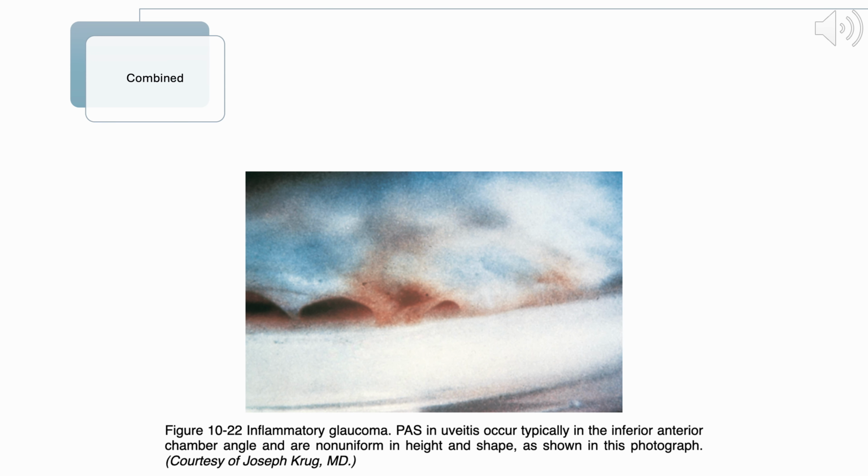This photograph demonstrates PAS in the setting of uveitis. Notice that the synechia here are located inferiorly in the anterior chamber angle, which is a common distribution in inflammatory glaucoma. Unlike the smooth, uniform adhesions we may see in primary angle closure, these PAS are irregular in both height and shape, reflecting their inflammatory origin. This irregularity is an important clue. When you see non-uniform synechia, especially inferiorly, think about chronic uveitis rather than a purely primary angle closure process.